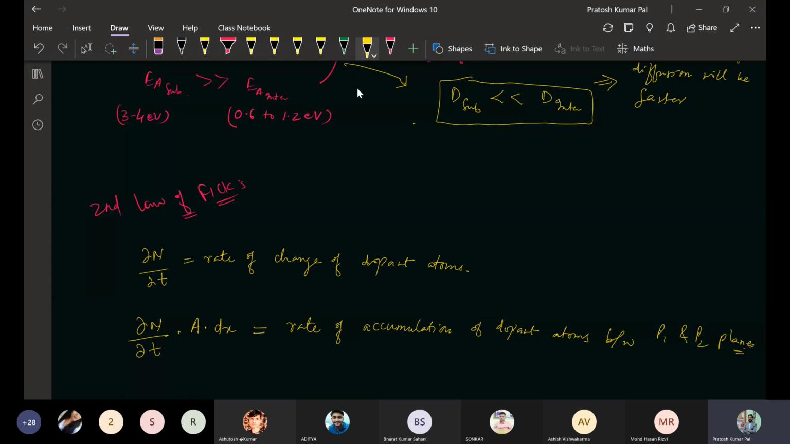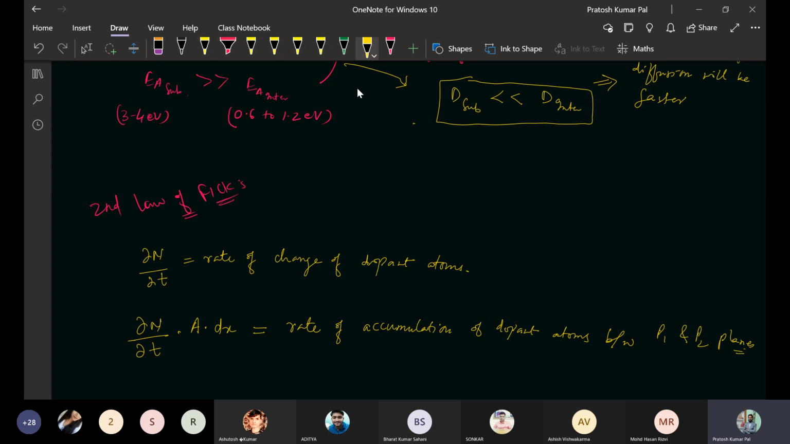So here we are considering the rate of change of the dopants available between these two planes. Whatever dopants are available in the volume between the two planes, that much of dopant is going to accumulate, or we can say they are going to diffuse.